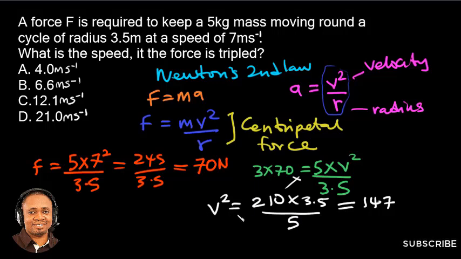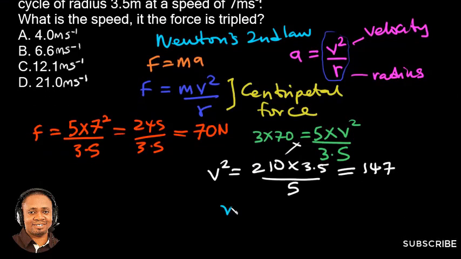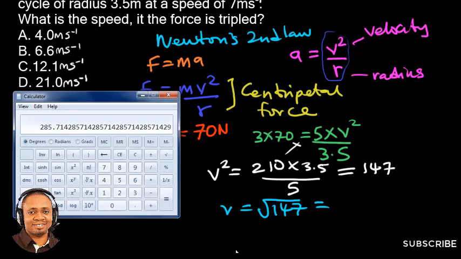So if we square both sides of the equation, let me just move this slightly up. So we now have v equals the square root of 147. Let us bring out our calculator this time around. Okay, so the square root of 147 is 12.1 to one decimal place.